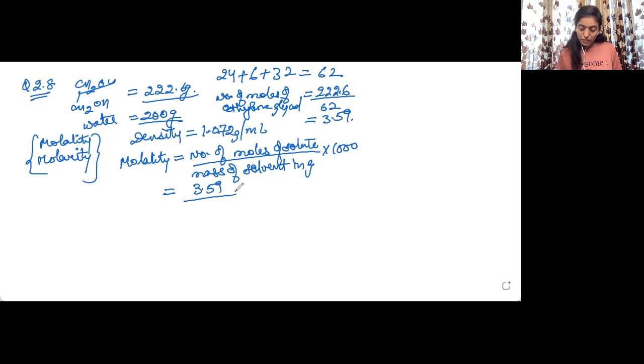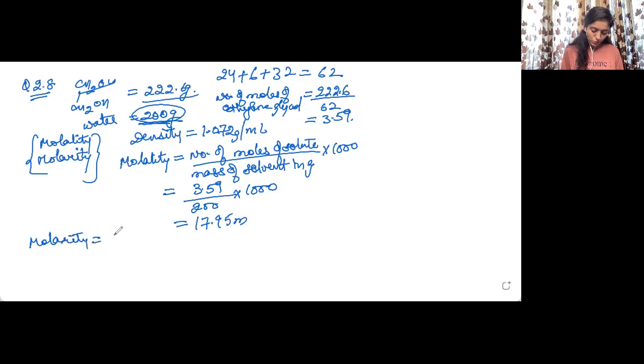Mass of the solvent in gram. We have already been given the mass of the solvent. It is 200, multiplied by 1000, so it will be 3.59 over 200. So it is coming out to be equal to 17.95 molal. So this is the molality. Now we need to find out molarity.